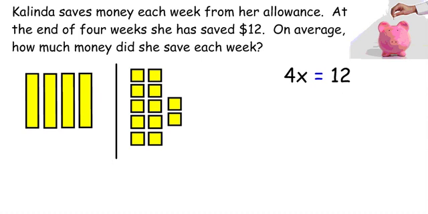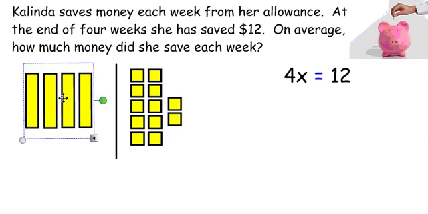The whole idea behind solving any equation is to find the value of one x tile. Isolate the x, isolate the x tile, isolate our variable. So what we're going to have to do is figure out what 1x is equal to. We know that 4x's equals 12, but what's 1x?